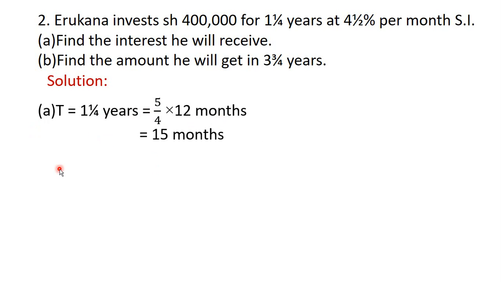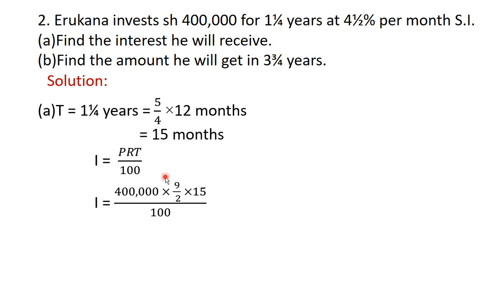After that, we can now use the formula I is equal to P times R times T divided by 100. Now, when we substitute, the principal is 400,000 shillings. The rate is 4.5, and then the time is 15 divided by 100. When we substitute there, we shall get our interest as 270,000 shillings.